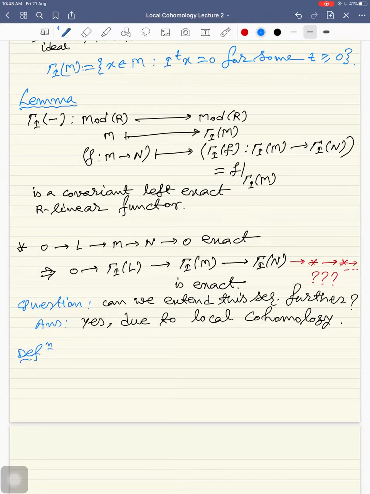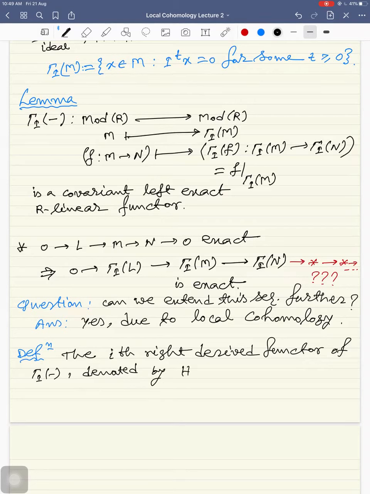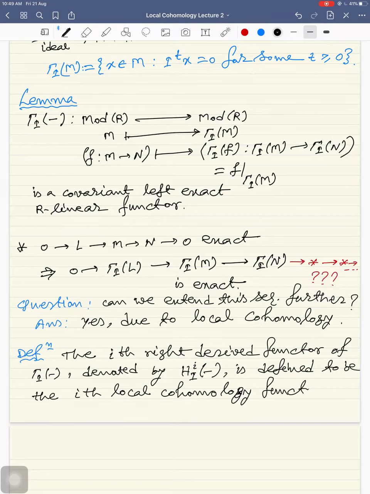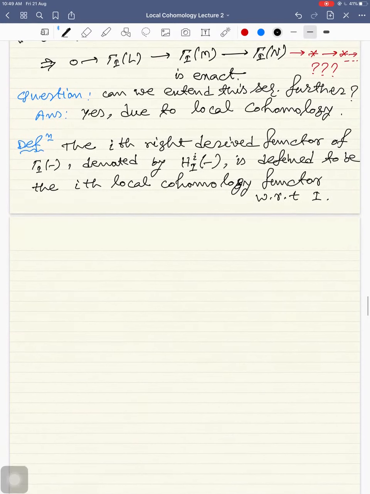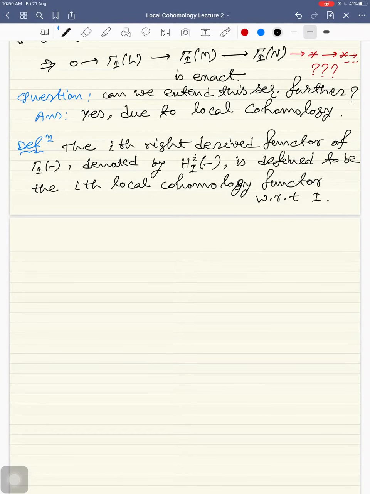So here is the definition. The ith right derived functor of the I-torsion functor, and this right derived functor of the I-torsion functor is denoted by H I suffix i, is defined to be the ith local cohomology functor with respect to the ideal I. Okay, so this is the definition, and next we should recall how to construct a right derived functor.